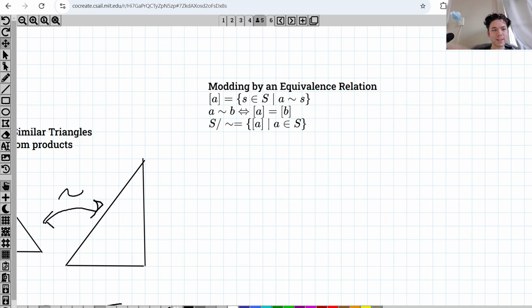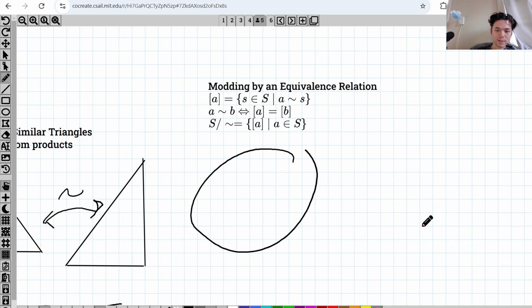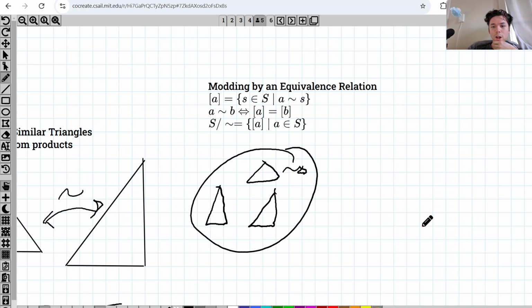And what this does is that, say I have a set of things, like I'm talking about triangles, like maybe I have isosceles triangles here, and I have right triangles, etc., the space of triangles. And some of them are similar, like maybe I have a really small equilateral triangle, and this is similar to that. Well, when I mod by an equivalence relation, I consider all of these equivalence classes.